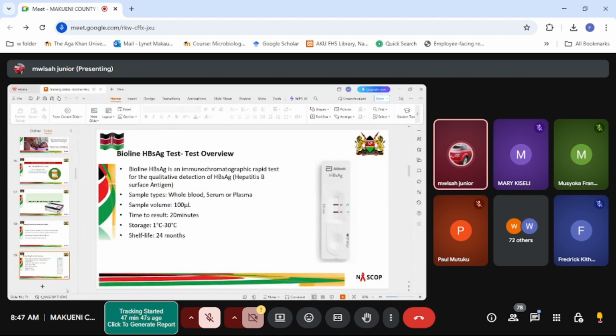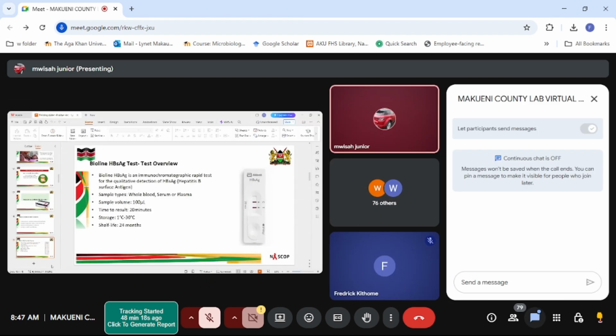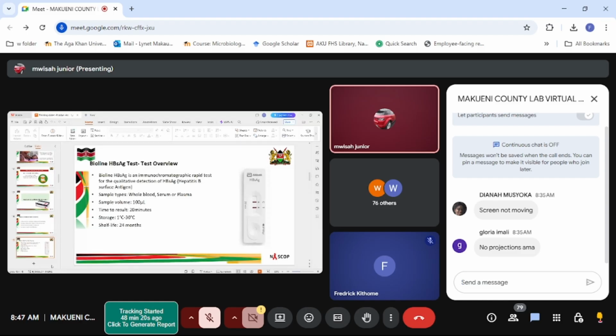The BioLine kit, the Abbott one, hepatitis B surface antigen test overview. This kit is an immunochromatographic rapid test for the qualitative detection of hepatitis B surface antigen. The sample types used here are whole blood, serum, or plasma. The sample volume is 100 microliters. The time to result is 20 minutes, and the storage is 1 to 30 degrees centigrade. And it has a shelf life of 24 months.